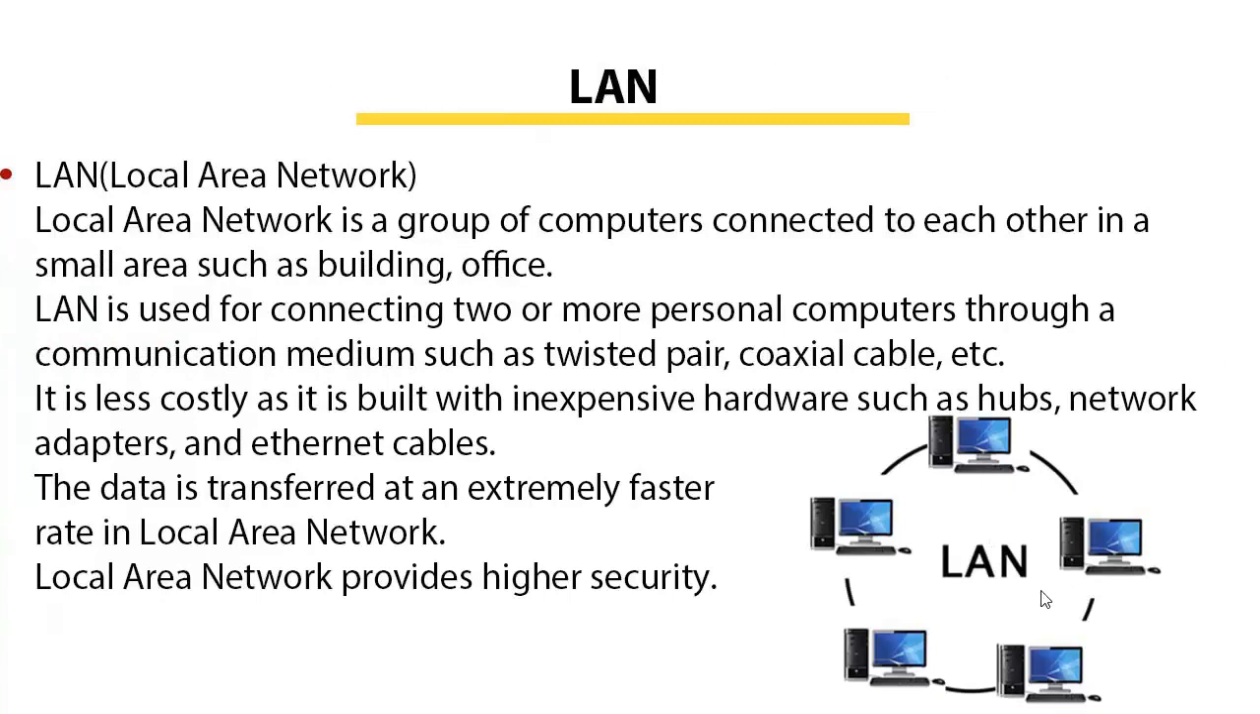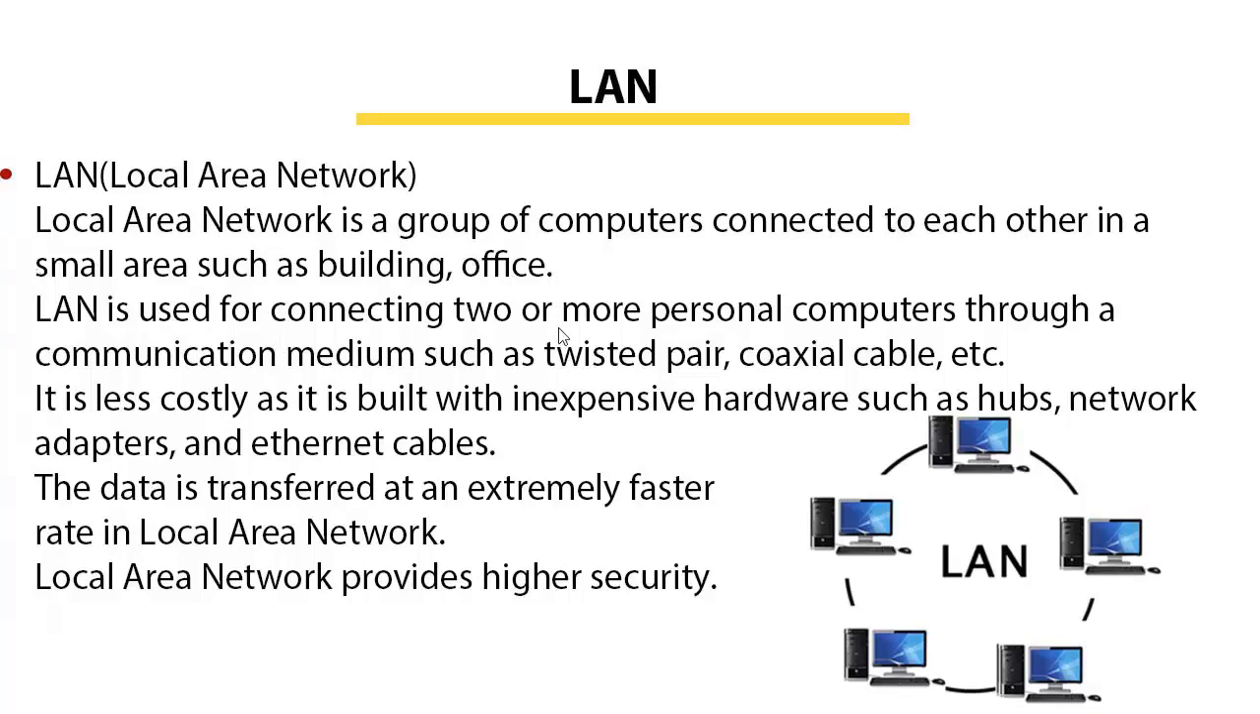So LAN, you can see the diagram over here. Okay. Now when you'll be completing your question and answer, you'll also be drawing these diagrams. Okay, so LAN, that is your local area network, is a group of computers connected to each other in a small area such as in your building or office. So local area network, that is your LAN, is only for a small area, that can be only a particular building or a particular office.